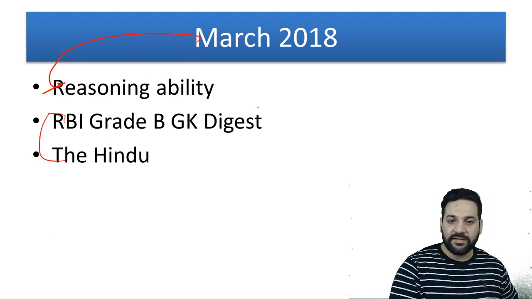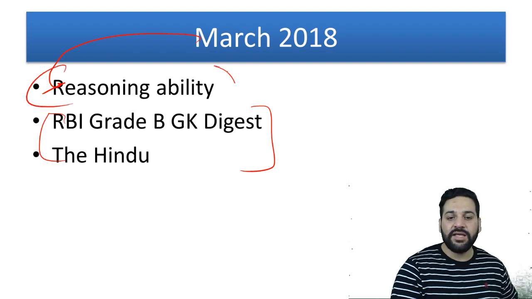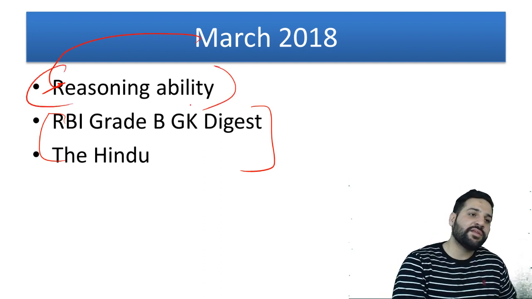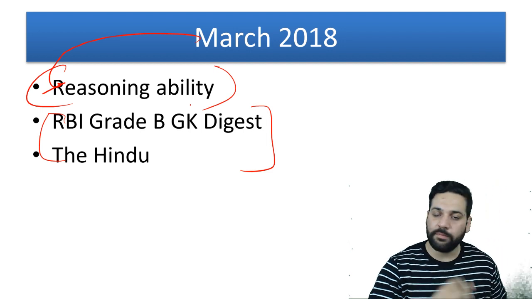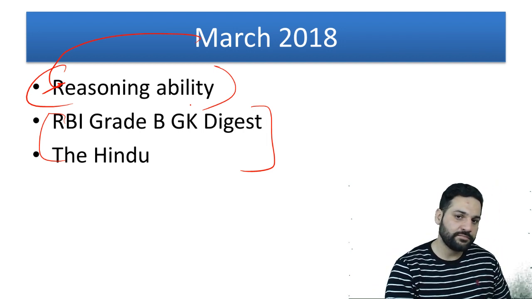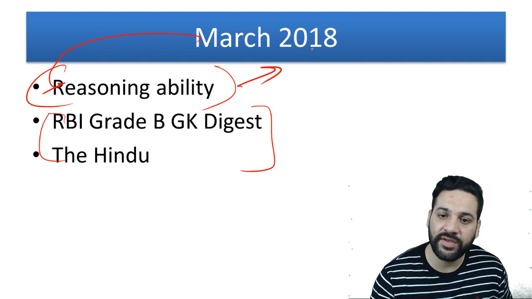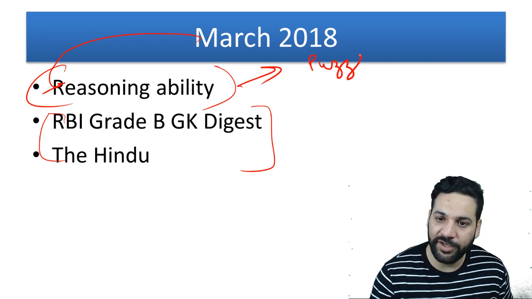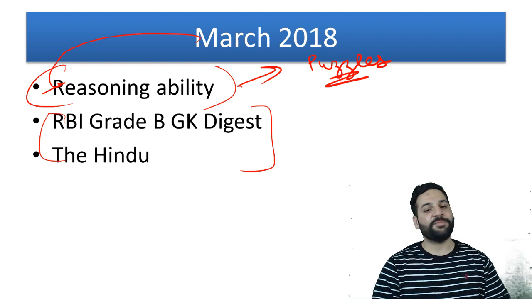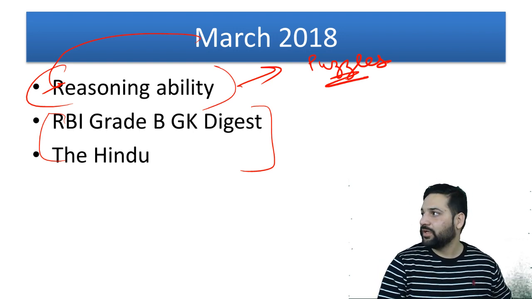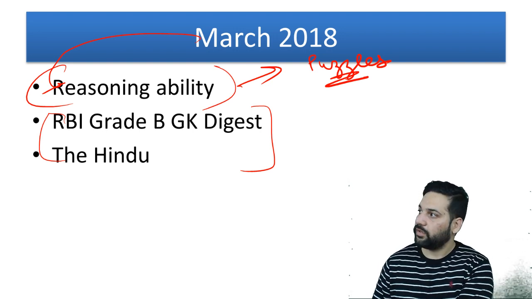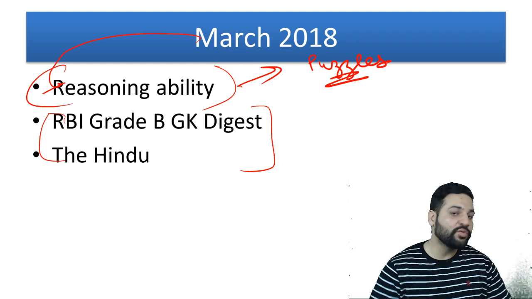RBI Grade B GK Digest, The Hindu is there. Reasoning ability, this is the section in which most of the students face problems in phase 1. So in reasoning ability, I would say start with the puzzles. Puzzles and seating arrangement are where most of the students are facing the issues. So puzzles are the problem for the student.